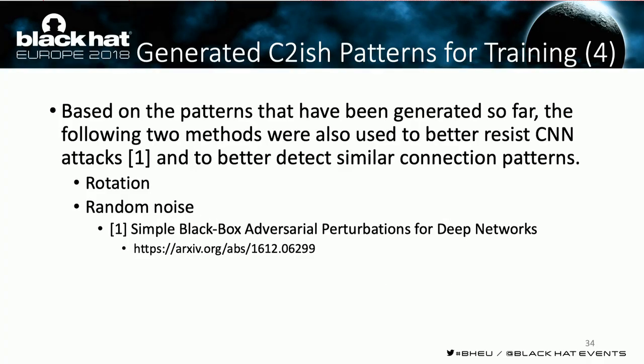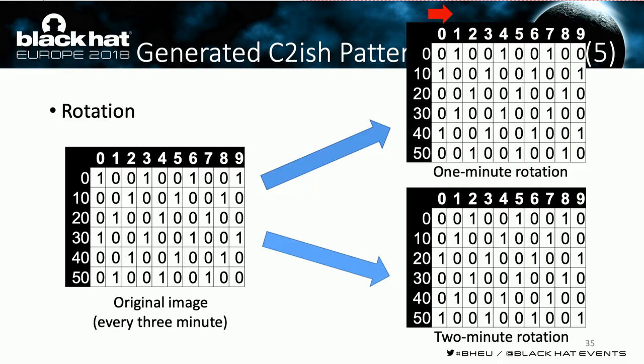In addition, based on the patterns that have been generated so far, we generated more patterns using these two methods, rotation and random noise. This is a rotation process. The left figure is an original pattern, and the right top picture is an example that is rotated a minute from the original one. The right bottom image is another one that is rotated 2 minutes.